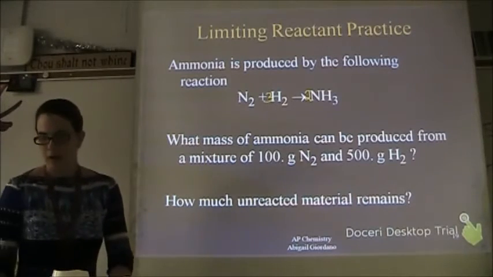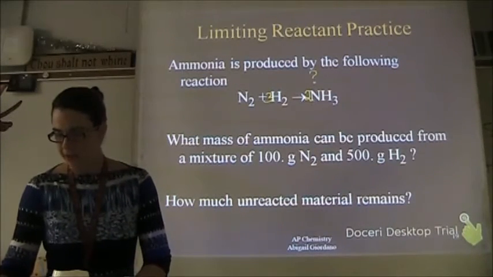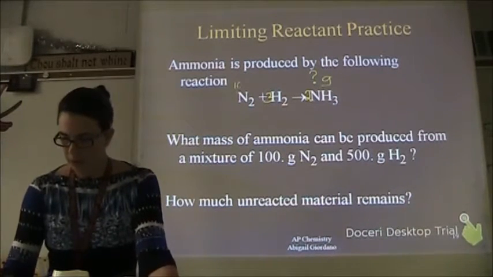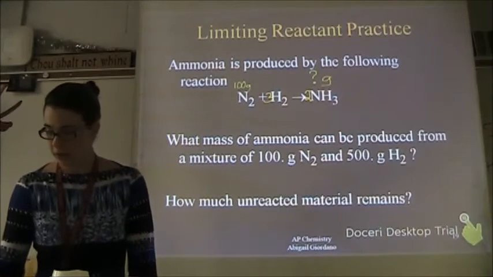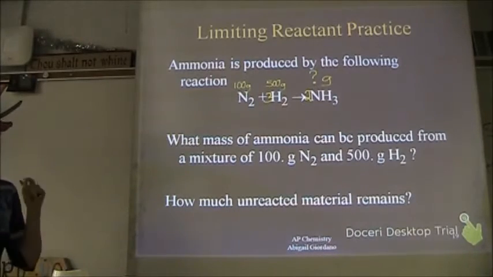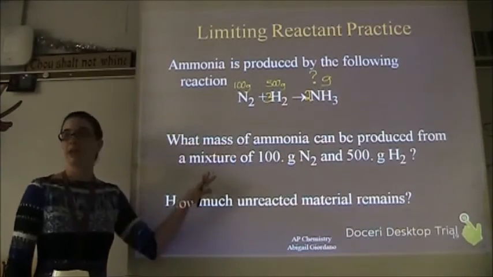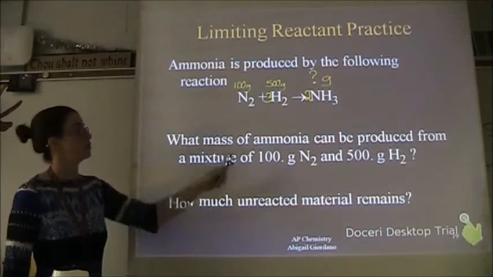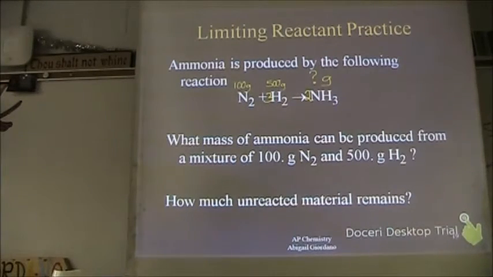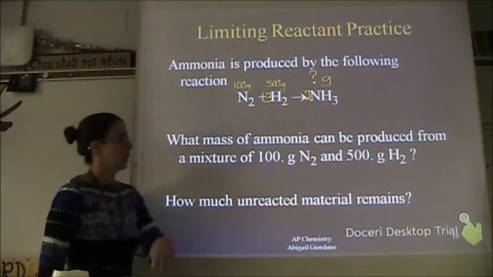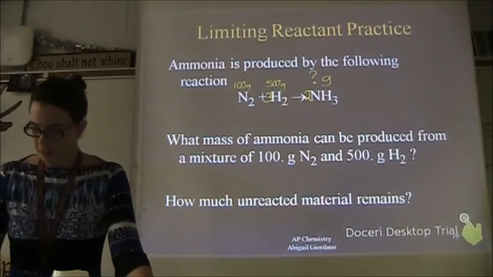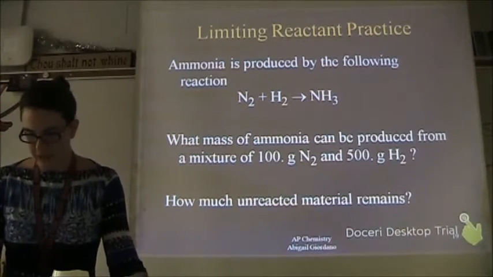Then it says, what mass of ammonia can be produced from a mixture of 100 grams of nitrogen, 500 grams of hydrogen. Okay, immediately, they haven't even said the words limiting reactant yet, but I know it's a limiting reactant problem because I know how much of both of my reactants I have. All right, we'll come back to this later. What mass of product can be produced? Okay, fine. Well, let's look at this.